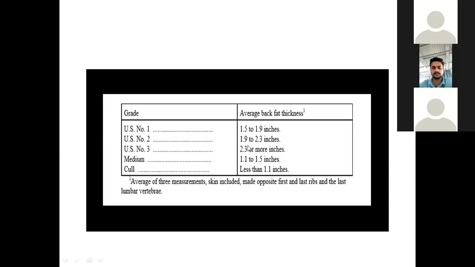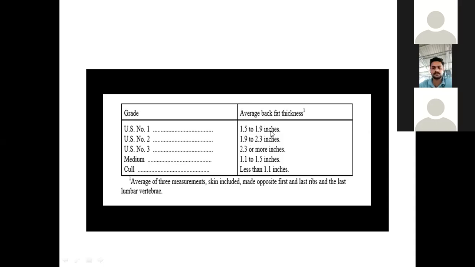So you can see here 1, 2, 3, 4, and then you can go for the culled one. So this is the range. When you get the back fat thickness in this range, it comes under the culled quality. The 1.1 to 1.5, you can say it's medium. So it goes like this. This is how the grading is done.